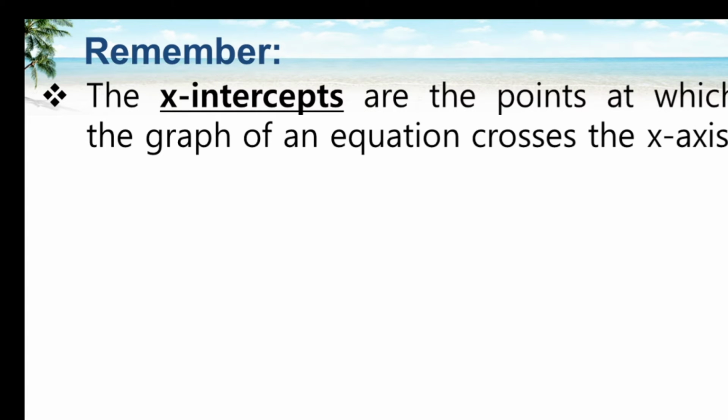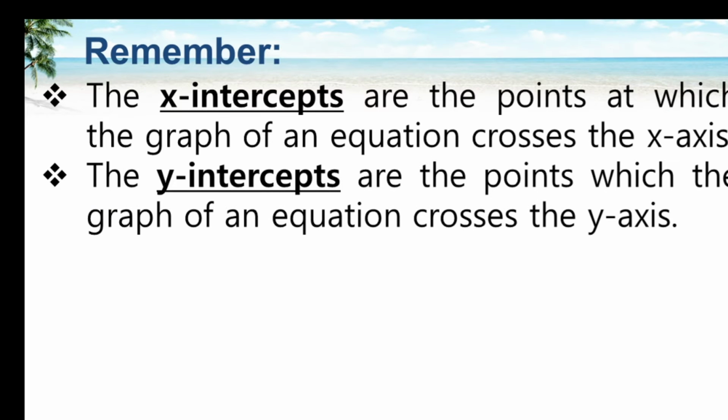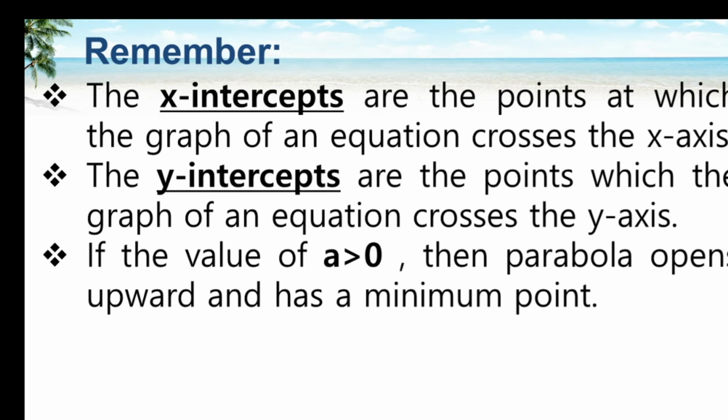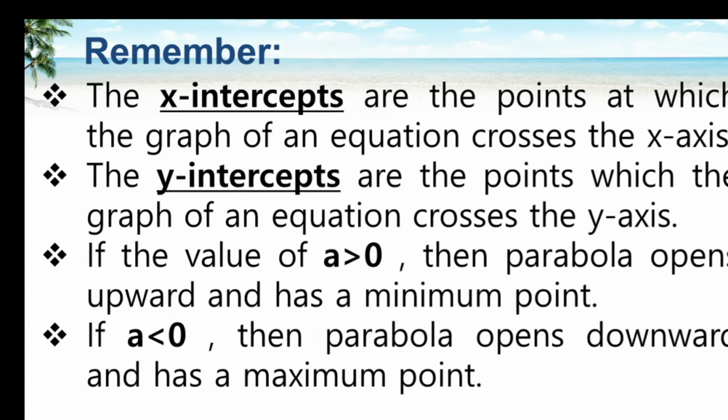The x-intercepts are the points at which the graph of an equation crosses the x-axis. The y-intercepts are the points at which the graph of an equation crosses the y-axis. If the value of a is greater than 0, then the parabola opens upward, and it has a minimum point. If a is less than 0, then the parabola opens downward and has a maximum point.